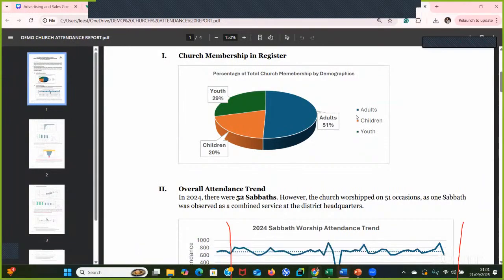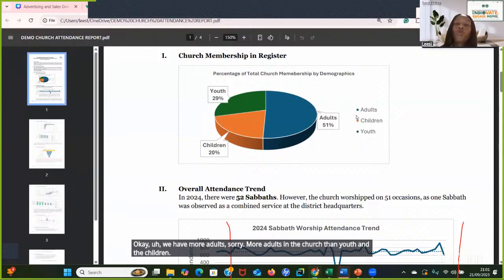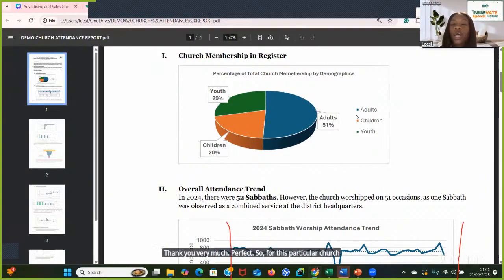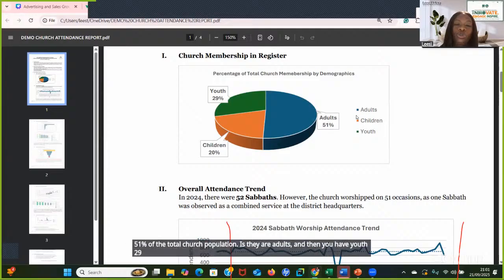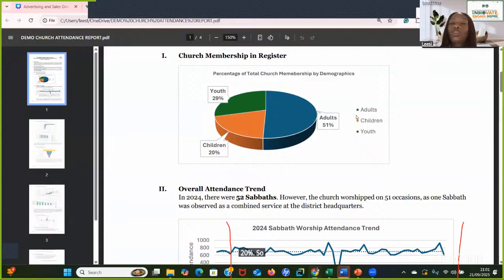Okay, we have more adults in the church than the youth and the children. Perfect. So for this particular church, the case study now, we have 51% of the total church population who are adults, then youth 29% and children 20%. So the combination of youth and children, of course, is more than the adults.